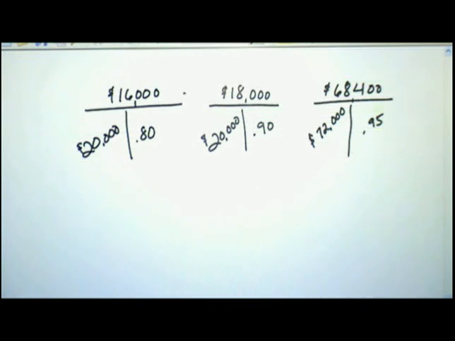The question is which of the following amounts will the buyer be able to receive as a loan from this bank? So we need to add $16,000 plus $18,000 plus $68,400. And if I add those three items together, that equals $102,400.